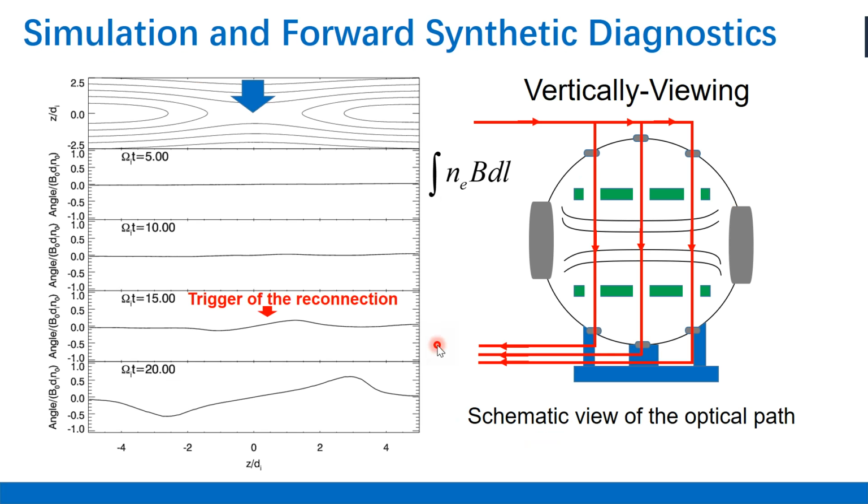This picture presents the vertical value of the line integral of n_e B·dl of the reconnection at different times. The angle of the Faraday effect becomes larger with the proceeding of the reconnection. It can be used to investigate the onset of the reconnection and determine when the trigger will occur.